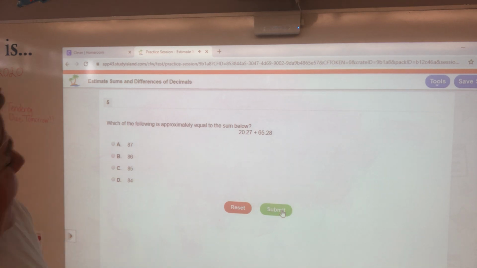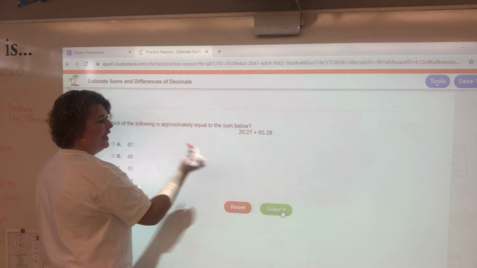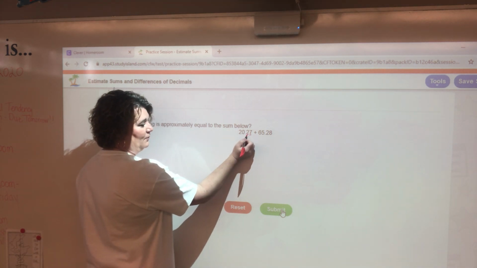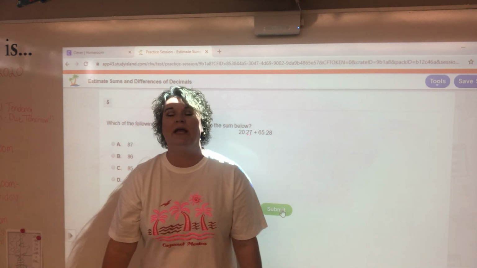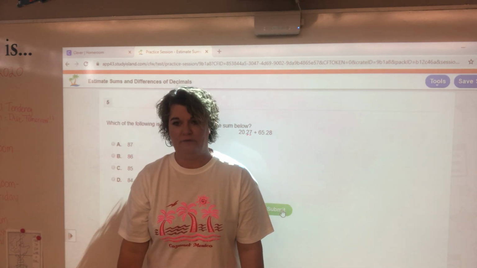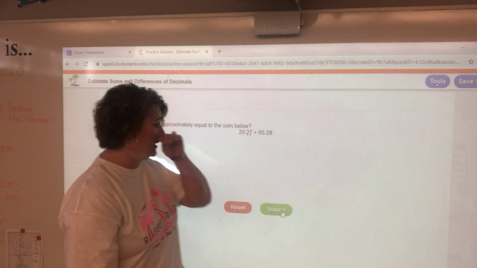Okay, this time we're adding because it says sum. We're still rounding because it says approximately. And look, we only have 2 places this time. Well, the first place is your tenths. The second place is your hundredths. Now, where's your halfway mark? Well, if we're on hundredths, the halfway mark would be 50 this time.